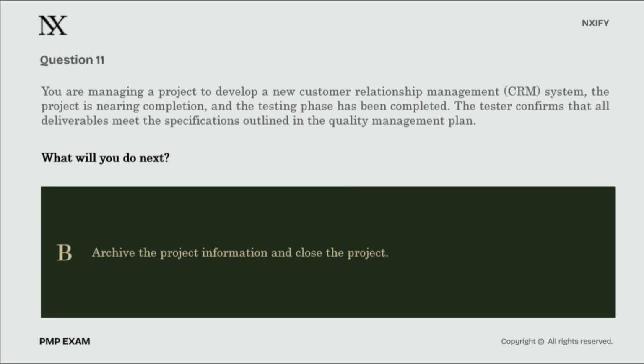Let's first look at option B, archive the project information and close the project. I can see why this is tempting because you're so close to the finish line. But here's the reality. A senior project manager knows you cannot close up shop until the customer has formally signed off. This option describes administrative closure, the very final step of the project where we archive records and release our team. Administrative closure is a final step, and it must follow acceptance. We are skipping a vital gate here. So, option B is eliminated.